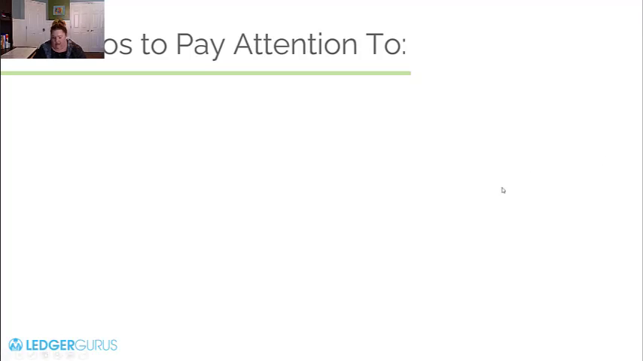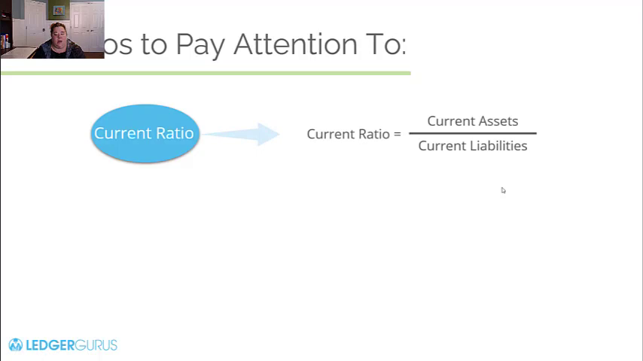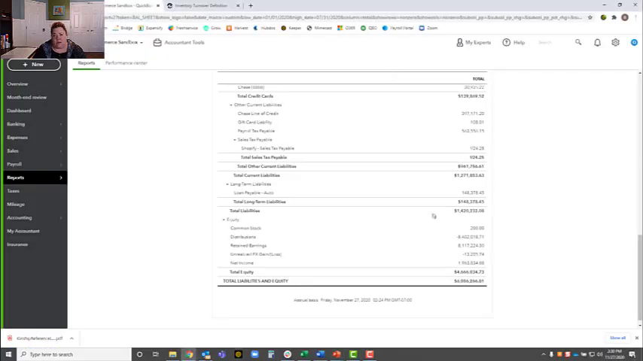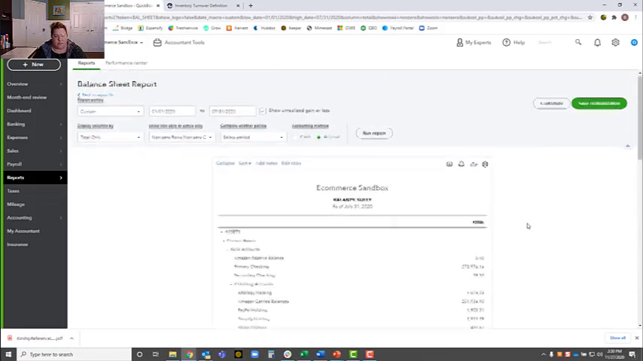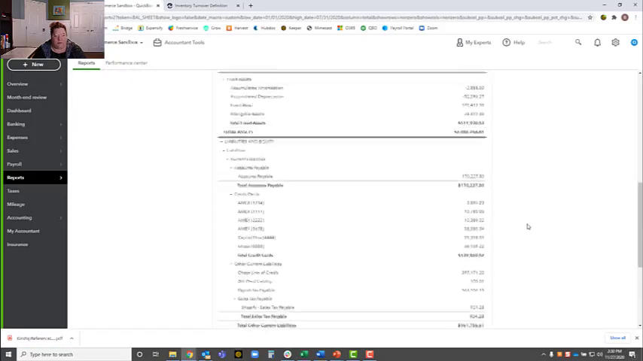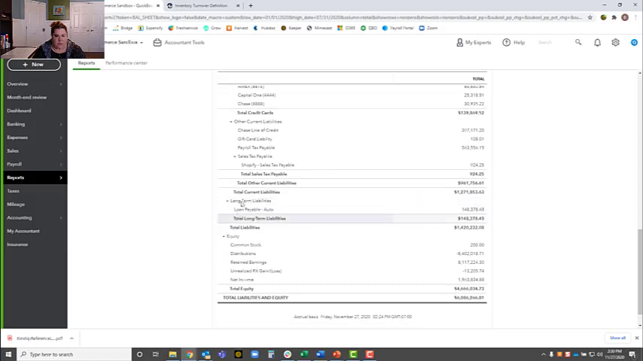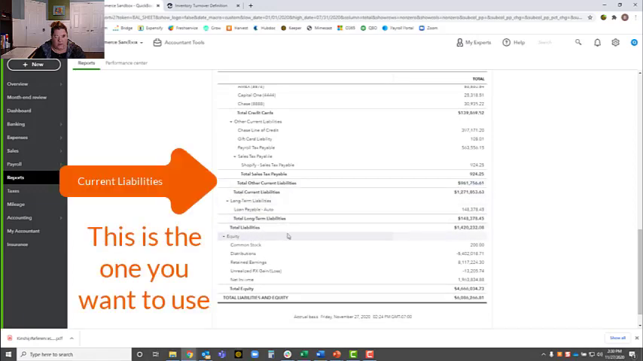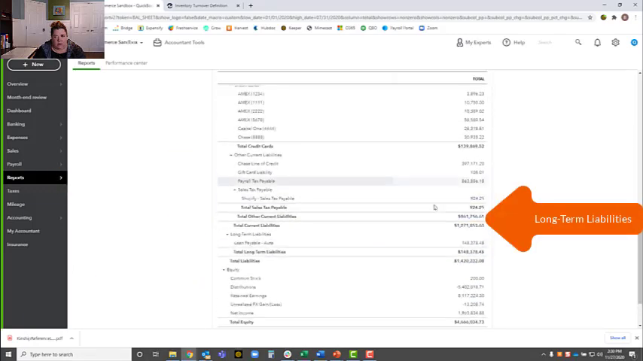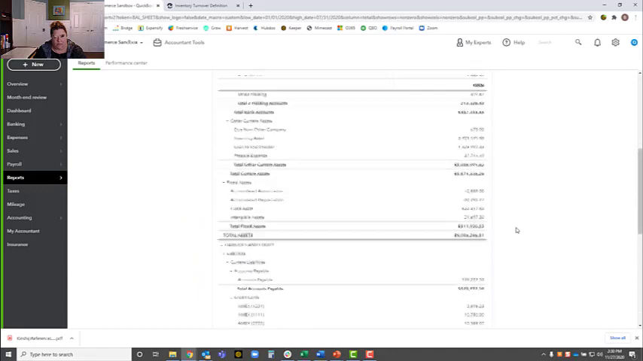Number one is the current ratio. The current ratio helps you understand your solvency, basically, and it is calculated as current assets over current liabilities. So let me show you in an actual balance sheet what this would look like. Remember how we talked about the difference between current liabilities and long-term liabilities. Here's our total current liabilities. Here's our total long-term liabilities. So make sure in this case you're pulling from the right number.